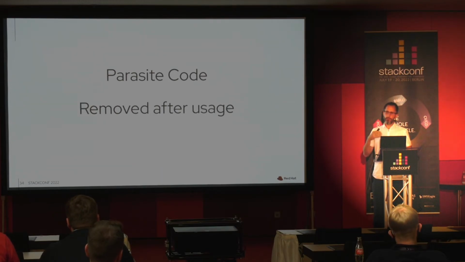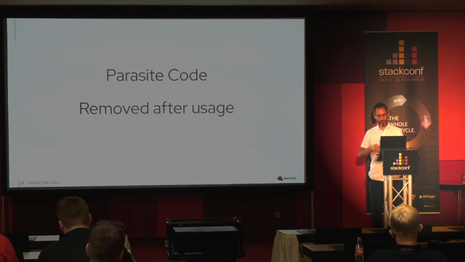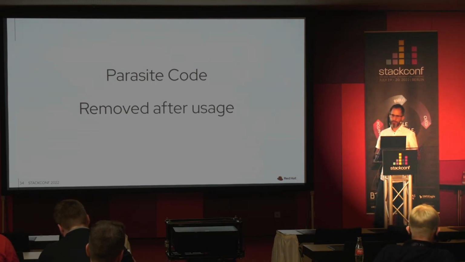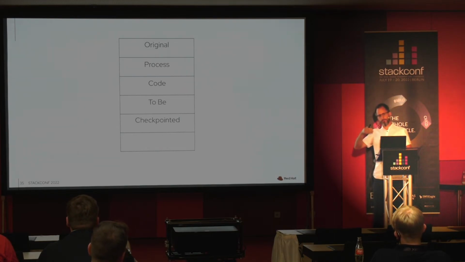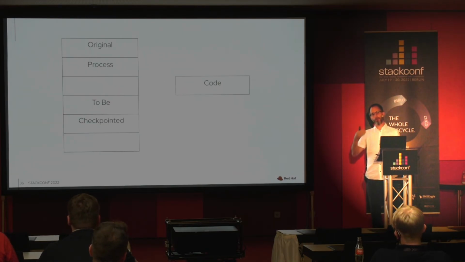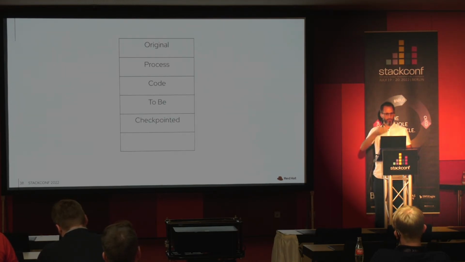The parasite code is removed after usage, and the process never knows it was checkpointed. It never knows it was under the control of the parasite code, and then it just keeps on running, or you kill it, whatever you want to do with your process at this point. I tried to create a little diagram here. So this is the original process code to be checkpointed. We take one part of the code out. We replace it with the parasite code. Now the parasite code is running inside of the address space of the process. And later we restore the original code, and the process never knows it was checkpointed.